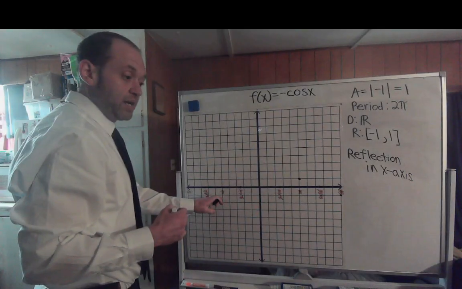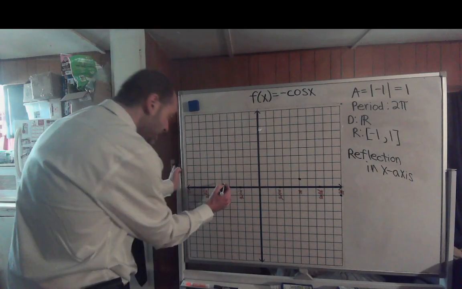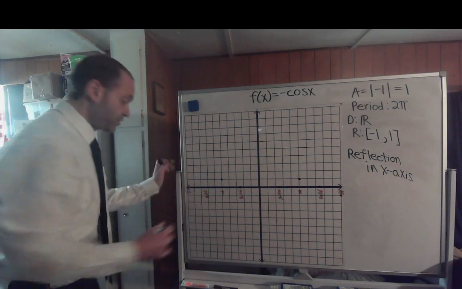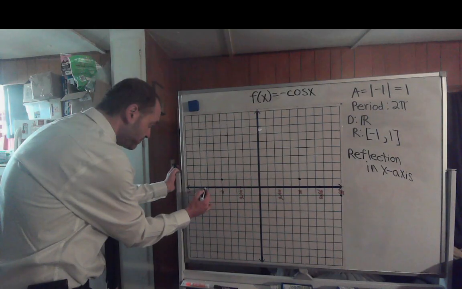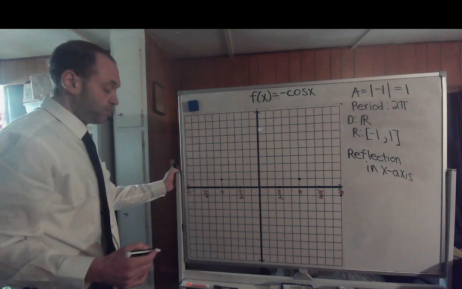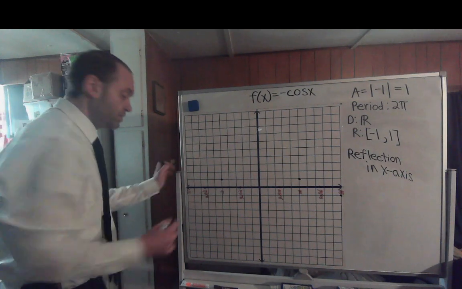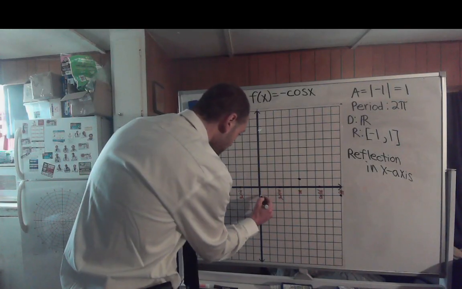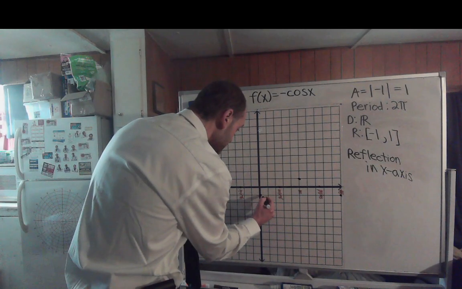Cosine of negative pi is normally negative 1. If you negate that, you actually get a positive 1. Cosine of negative 3 pi over 2 is 0. Cosine of negative 2 pi is normally going to be 1, but if you negate that, you'll get negative 1. So let's go ahead and draw the shape of this.